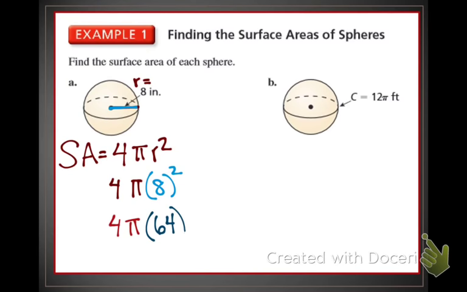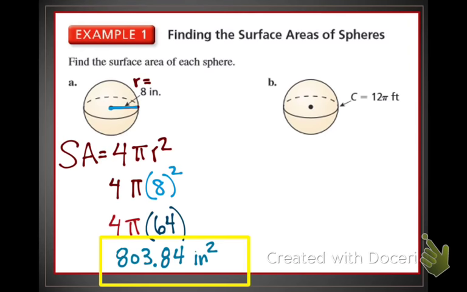Then I would just go ahead and go into my calculator and type straight across. 4 times 3.14 times 64. And we get 803.84. So it's still area, surface area, so it's actually inches squared because it is surface area.